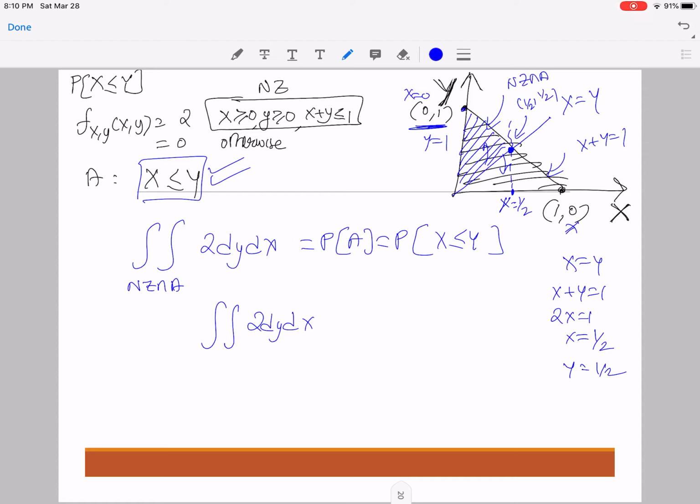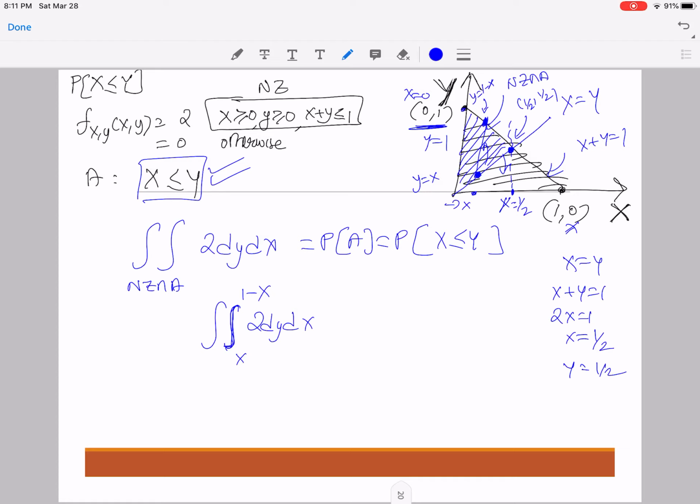We'll remember this fact. Now to get the limits of the inner integral with respect to y, here's how I can do it. For any value of x, y varies from this point where it is equal to x until this point where y is equal to 1 minus x. So y varies from x till 1 minus x. So that's the limit of my inner integral.